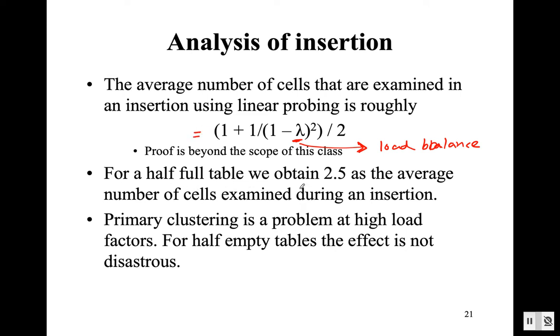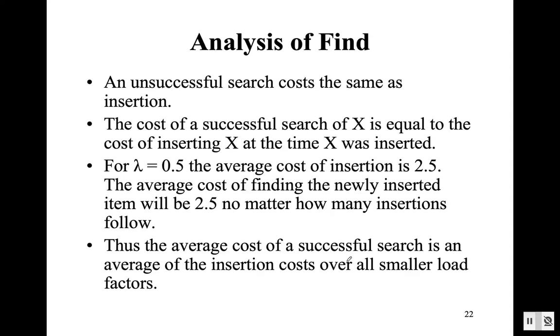Now for a half full table we obtain 2.5 as the average number of cells examined during an insertion. So if the table is almost half full, insertion is going to take on average 2.5 cells. So primary clustering is a problem at high load factor. For a half empty table, the effect is not disastrous, but if there is a large primary clustering, you have to look at every value in your cluster.